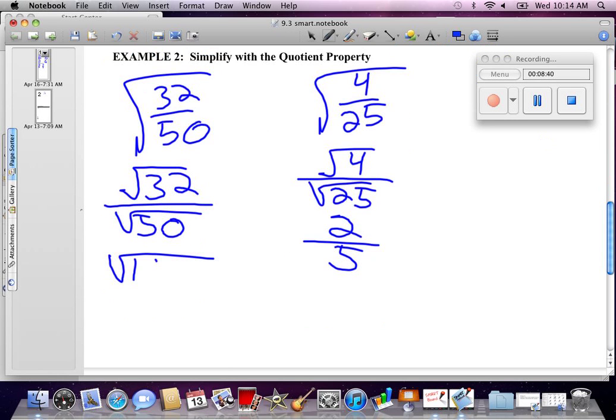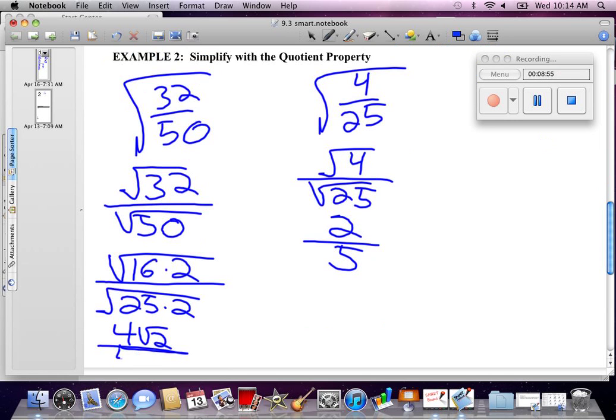So I get the square root of 16 times 2. And what do I get in the bottom? 2 times 25. I get the square root of 25 times 2. Now the square root of 16 is 4. So I get 4 square root 2. And the square root of 25 is 5. So I get 5 square root 2.